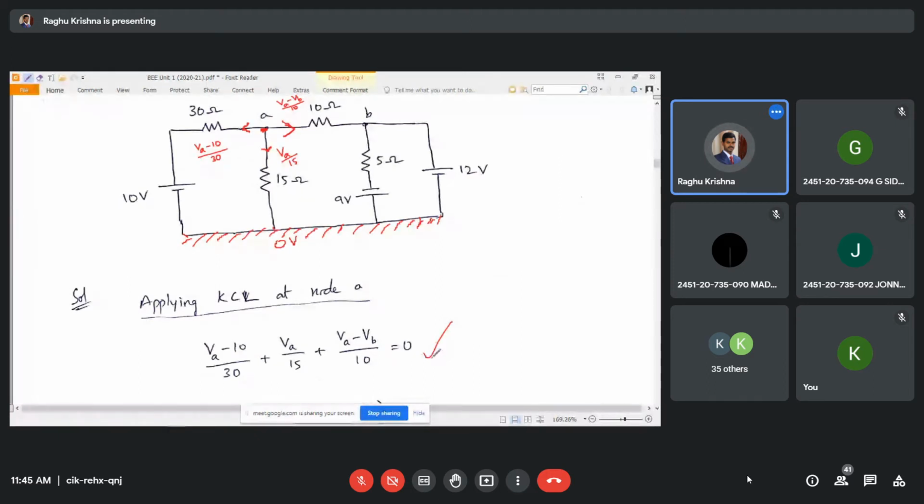So all are outgoing currents. I assumed all are outgoing currents. That means the currents are leaving the node, and based on that I have written the equations. So this is the KCL at node A. Similarly, let us write the KCL equation at node B.